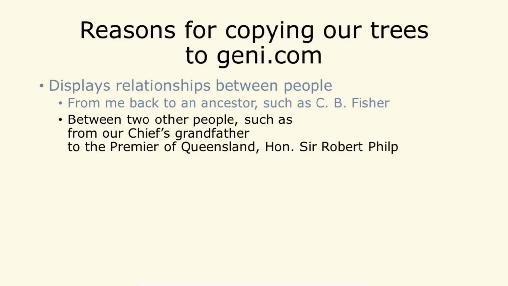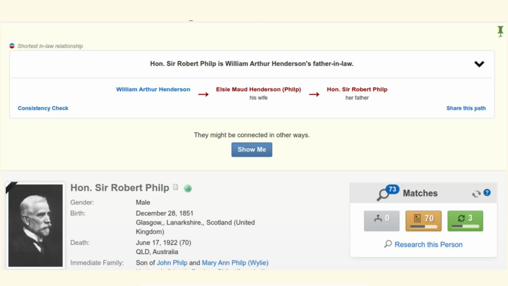You can also ask Geni to show you the relationship between two different people. For example, if you wanted to see how the current chief of the Henderson clan, how his father was related to the Premier of Queensland, the Honourable Sir Robert Philp, then this shows you that relationship, from William Arthur Henderson through his wife to her father. So he was the son-in-law of the Premier.